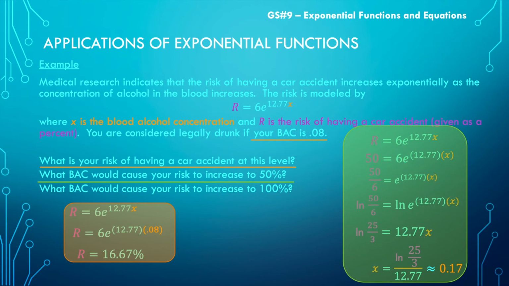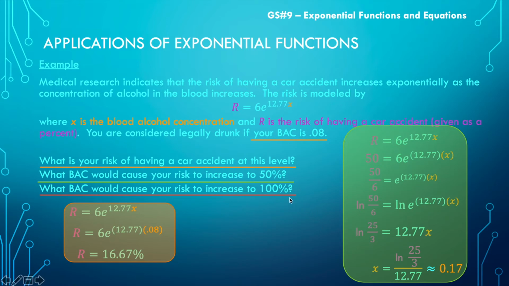All right, so the last question asks, what BAC would cause your risk to increase to 100%? This looks an awful lot like the problem we just did. So let's just think about what would change here. We're going to be efficient in our math, right?